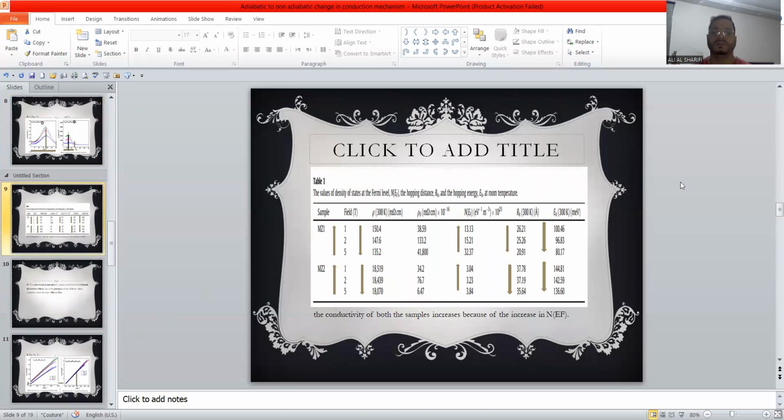Here is an important table presented to us by calculating the important numbers from these previous plots. When increasing the magnetic field, the resistivity will decrease, and both the hopping distance and hopping energy will decrease too. All of these three elements will decrease: resistivity, hopping distance, hopping energy, except what? Except the density of states near the Fermi level, which will just increase.